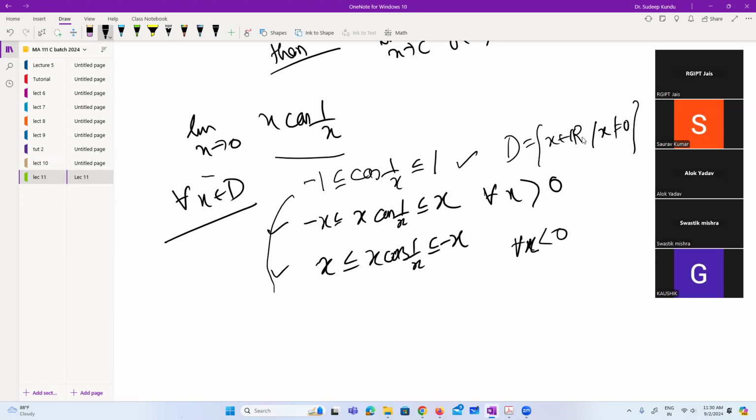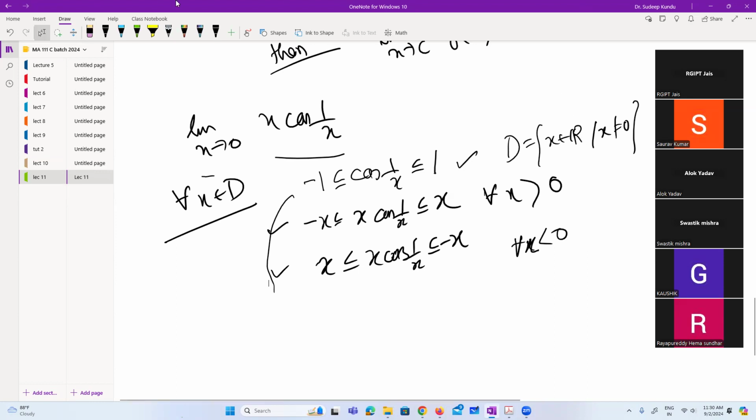These two together, how will you write? Tell me, these two together, how will you write? Is it so difficult? These two inequalities together, how will you write?